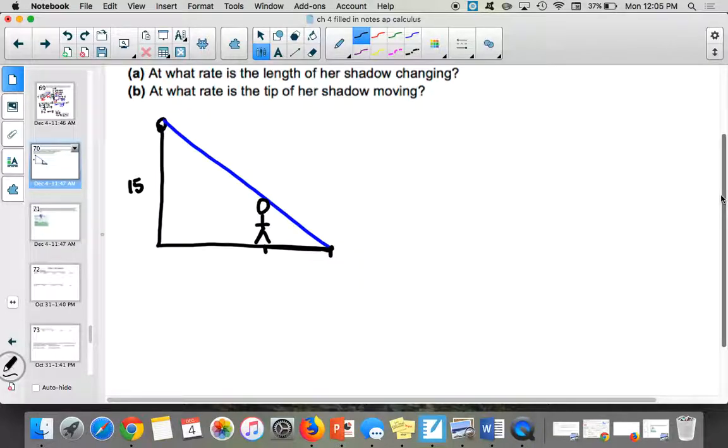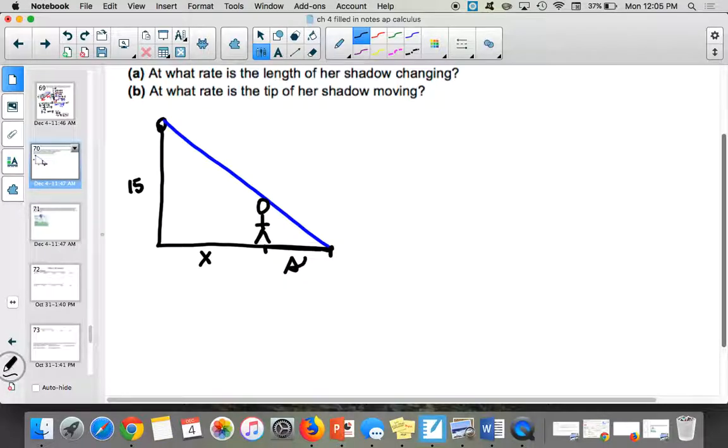Okay, all right, to be very physical, if we have this distance here, I'm going to call S for shadow. And this distance here, I'm going to call X. That's the distance that she is from the light. Are either of those constant? No.